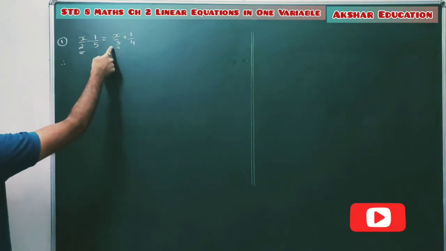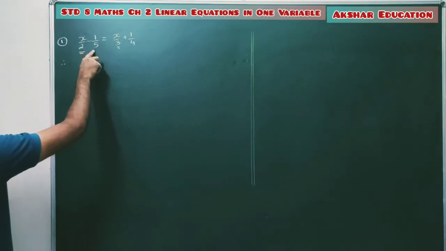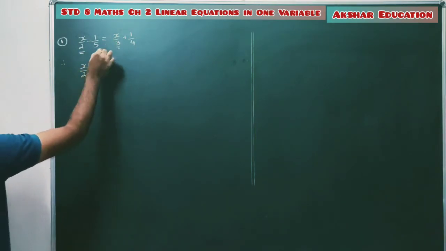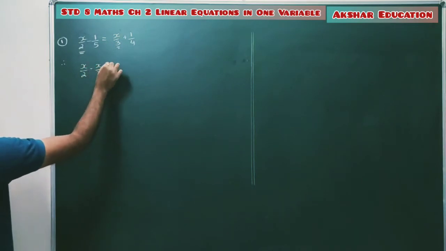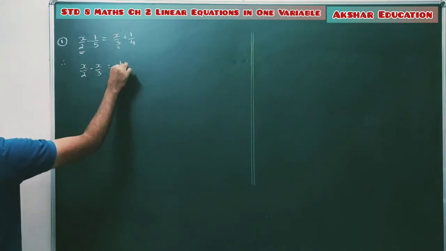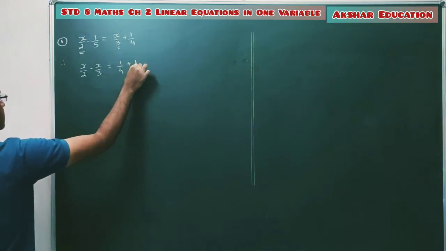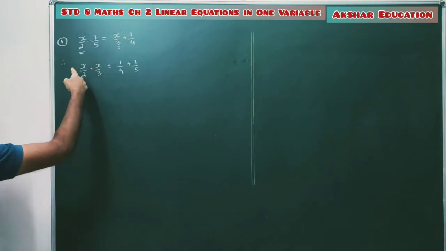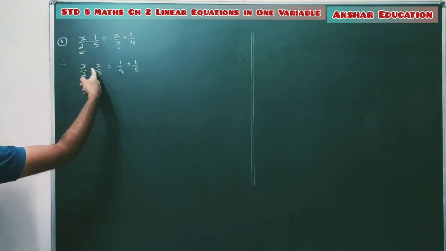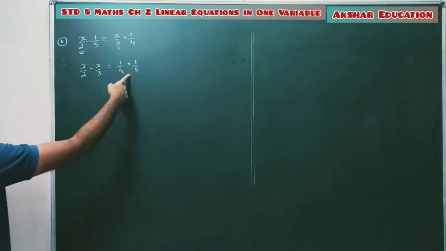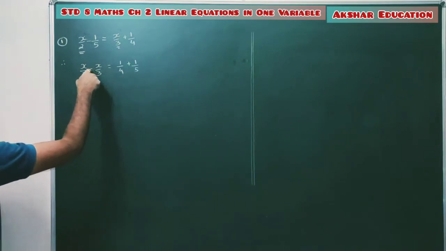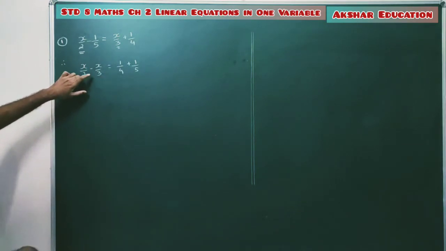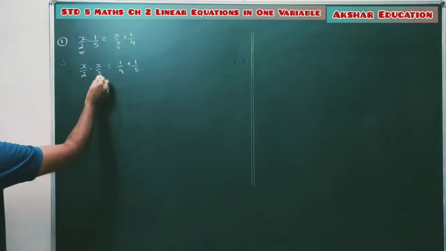So taking this x by 3 on the left hand side and this minus 1 by 4 on the right hand side, it will be x by 2 minus x by 3 equal to 1 by 4 plus 1 by 5. Now these are the terms with variable x and these are the terms without any variable. So now here we simplify this by cross multiplication. You can solve this by using LCM or by using cross multiplication. That is the very same method.